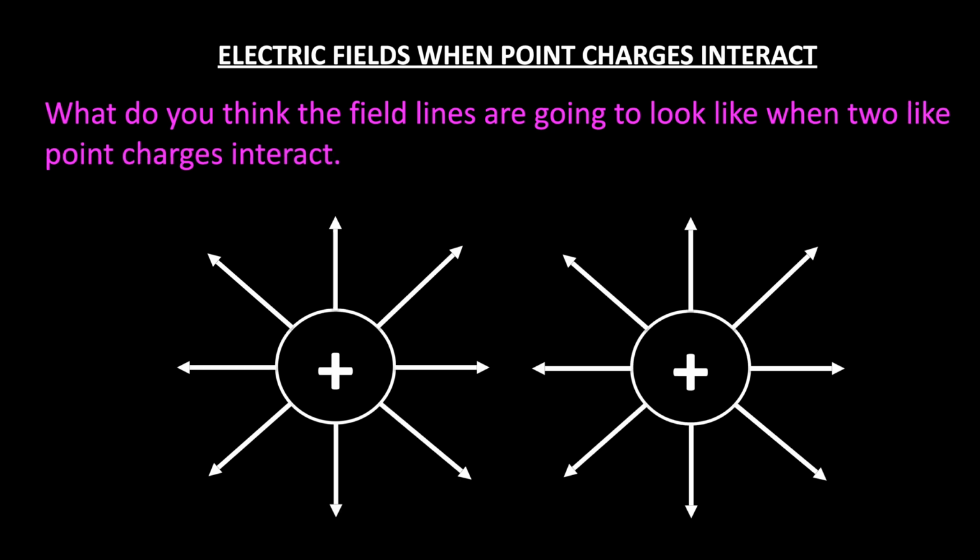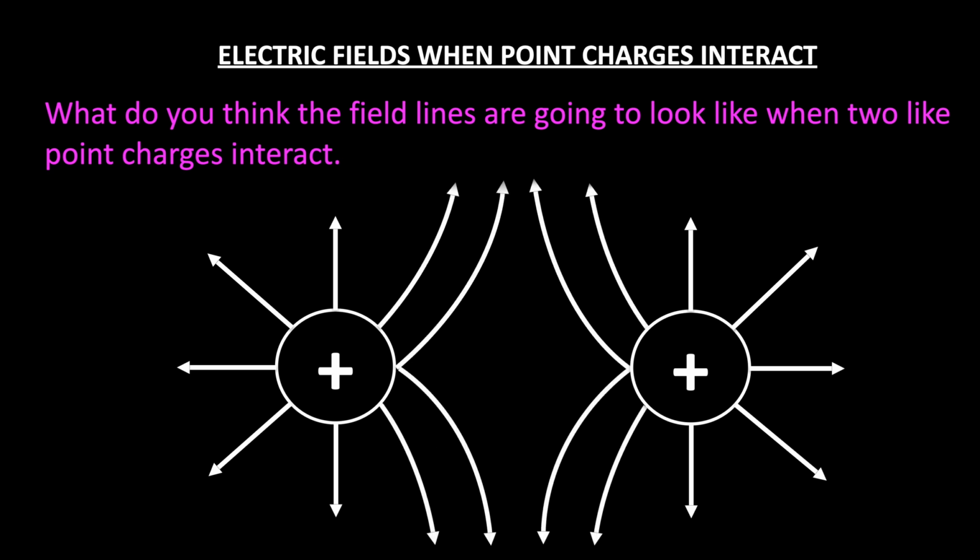On the other hand, when two point charges of the same charge are both positive in this case, how do you think they're going to behave? Pause the video and think. In this case, because these are the same type of charge, we are going to have repulsion, and these field lines are going to move away from each other, like so. That's repulsion.